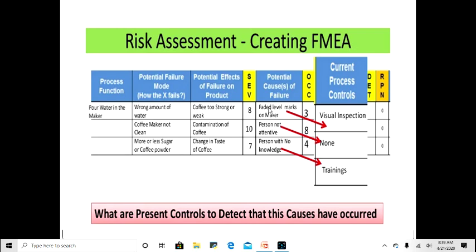The first one, faded level marks on the marker, can be controlled by visual inspection. So before pouring the water itself, or before giving the machine to the process, you go for a visual inspection. Person not attentive, you cannot do anything, right? It is better that you educate him in a better way. Actually you cannot control the person, it depends upon the person who is working. It is better to remove the person and put a new person. Even the new person may also cause problems, right?